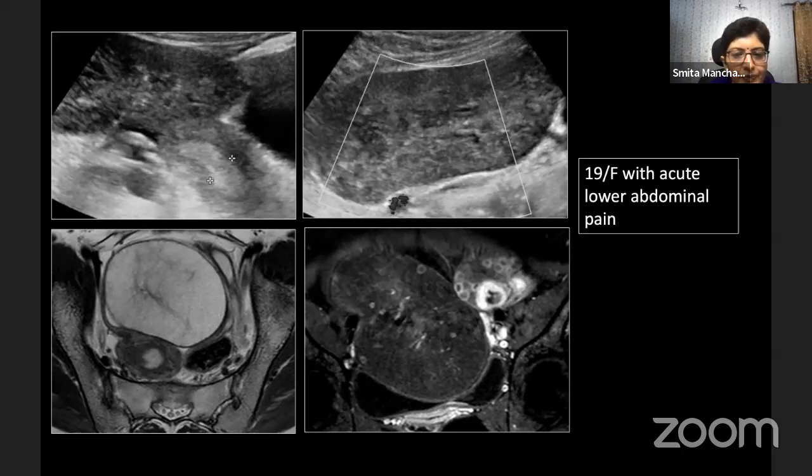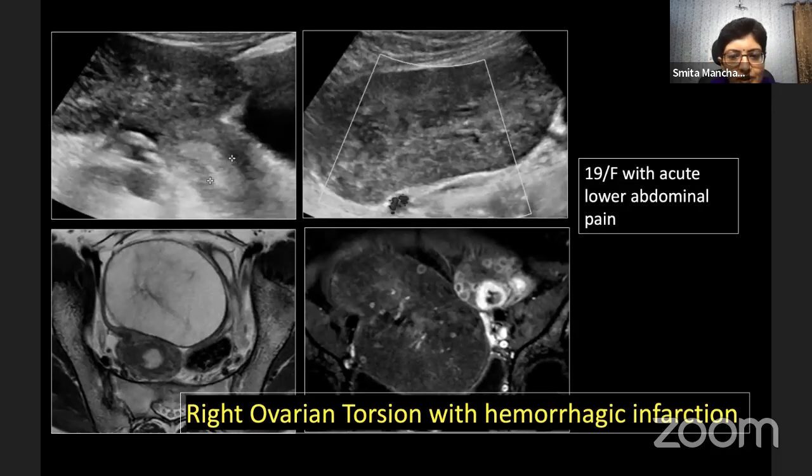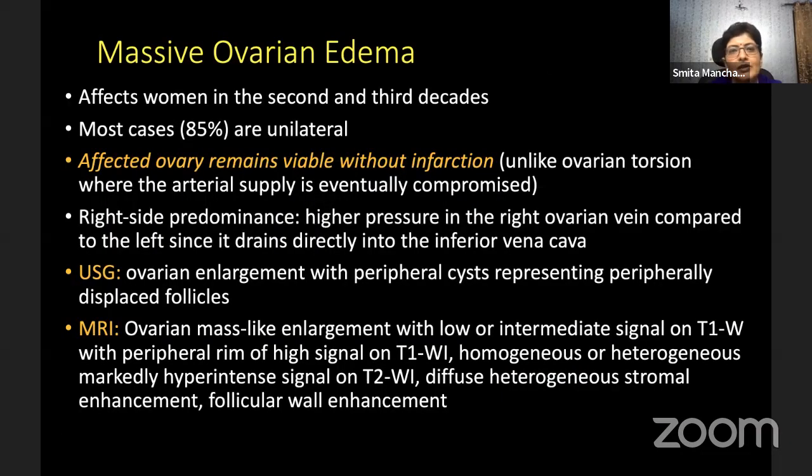Yeah, so this is a right ovarian torsion with hemorrhagic infarction. So here, this classical appearance where you're seeing follicles in the periphery is very, very typical for only two things. Either there is a massive ovarian edema or there is a torsion with hemorrhagic infarction. So what is actually massive ovarian edema? The differentiation from torsion is also not very clear, but the affected ovary remains viable without infarction.